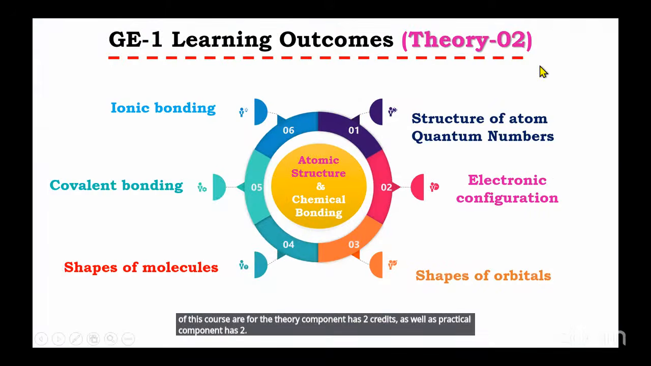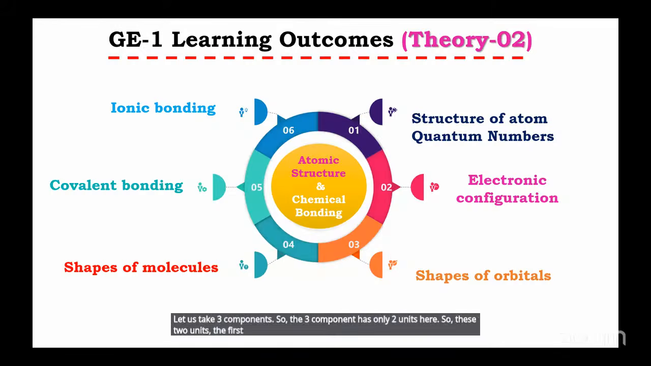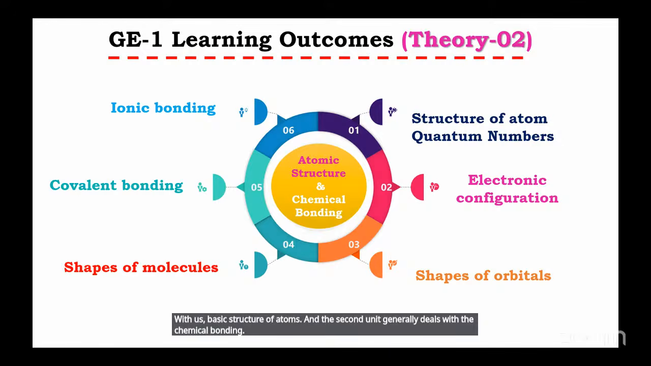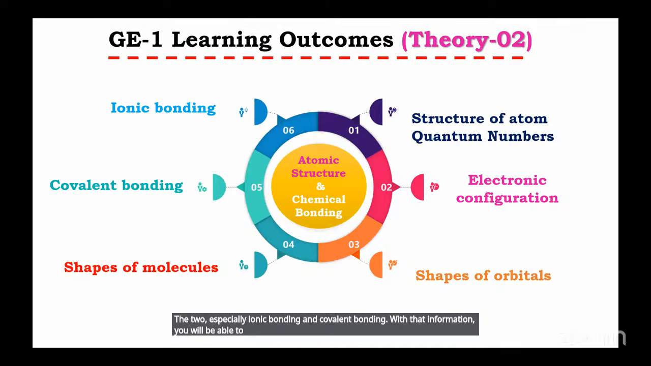Let us take the theory component. The theory component has only 2 units. The first unit mainly deals with the structure of atom and quantum numbers, electronic configurations and shapes of the orbitals. So that means the first unit completely deals with the basic structure of atoms. And the second unit deals with chemical bonding, especially ionic bonding and covalent bonding. With that information, you will be able to understand shapes of the molecules at the end of the course.